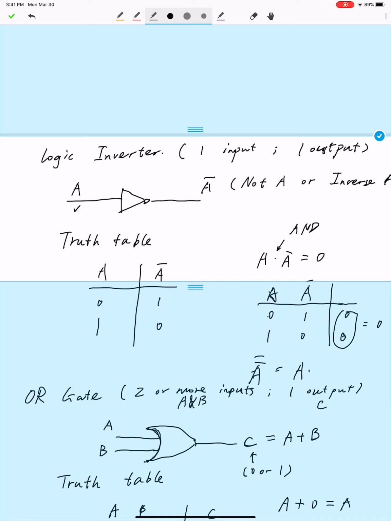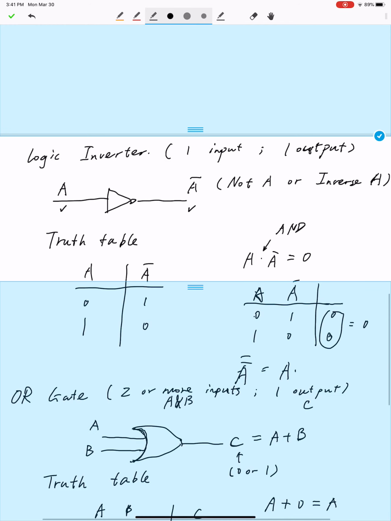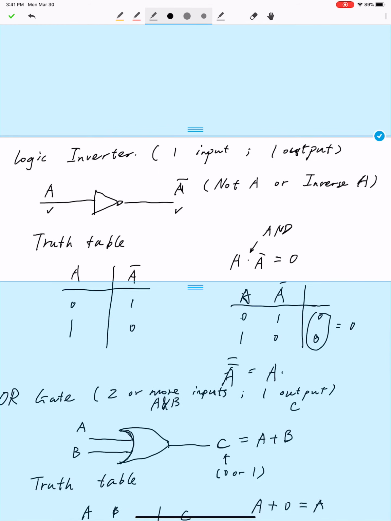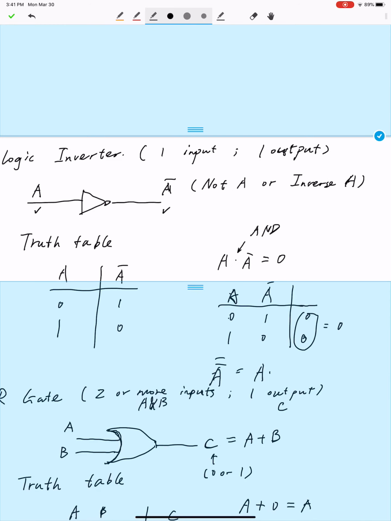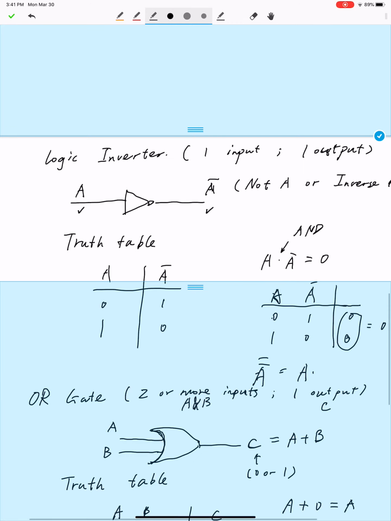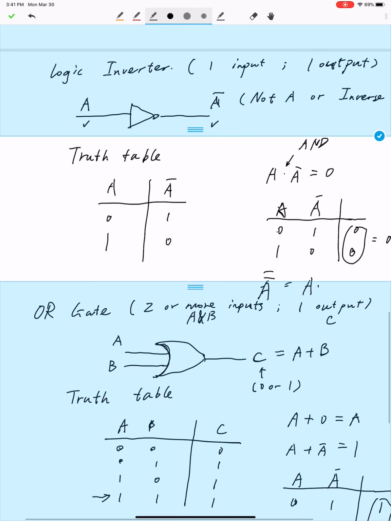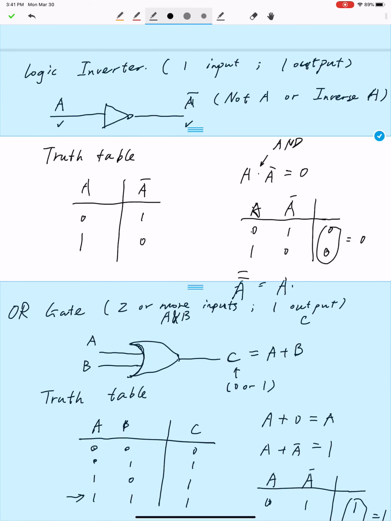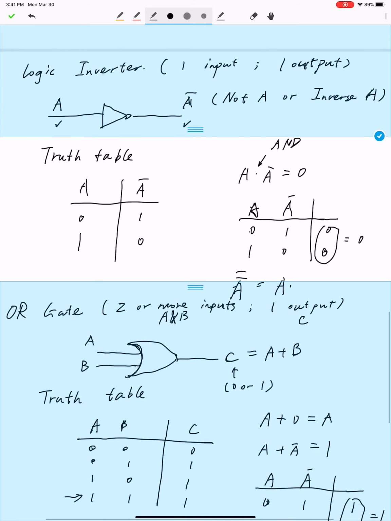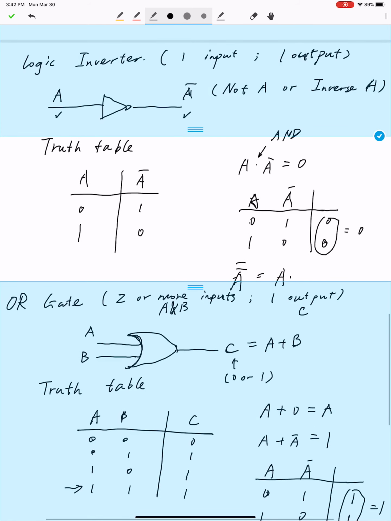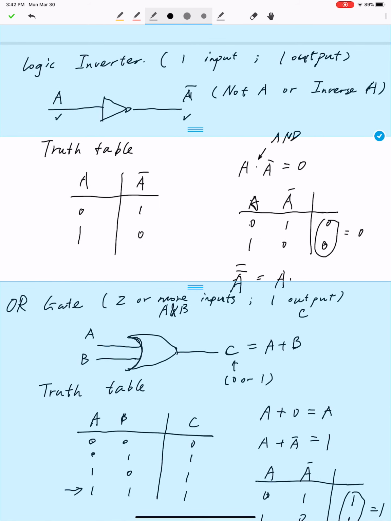The left-hand side is the input, the right-hand side is the output. If the input is A, the output is A bar. A bar means not A or the inverse of A. So what does that mean? The truth table of the logical inverter is presented like this. A bar is the flip, the opposite of A. So if A is 0, then A bar will be 1, which means the opposite of 0. That's A. That's 1, right? If A is 1, then the opposite of 1 is 0, right? So the logical inverter will flip your input.